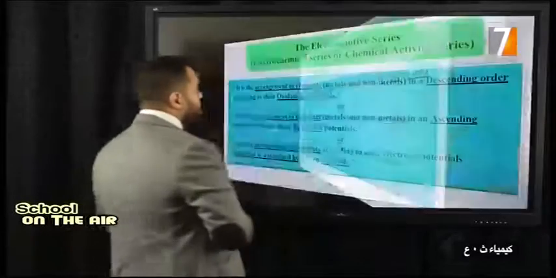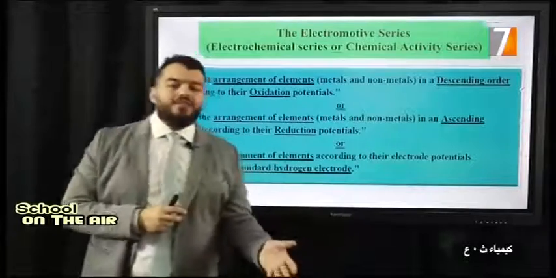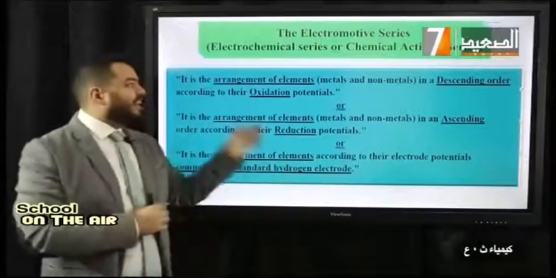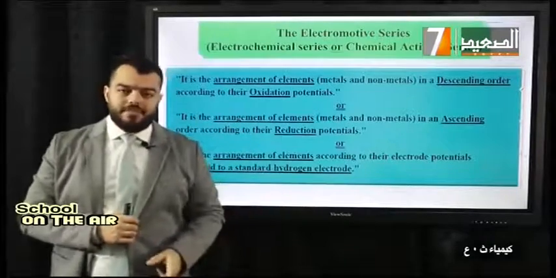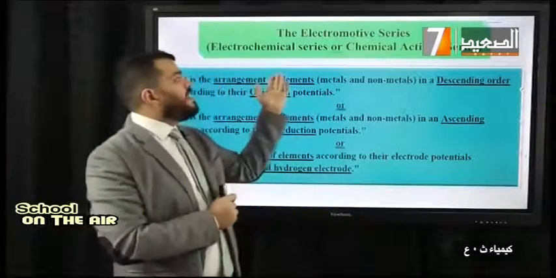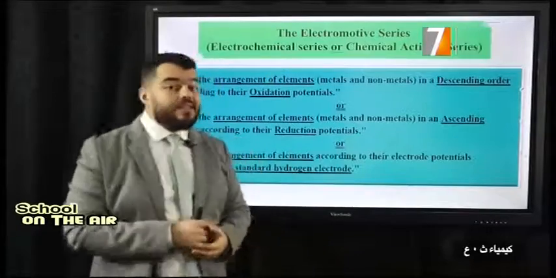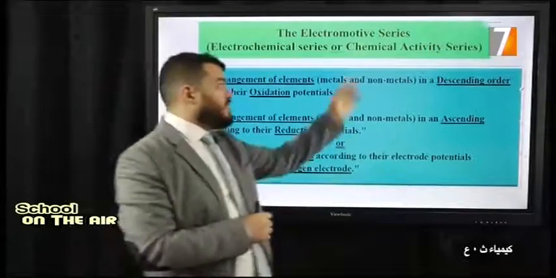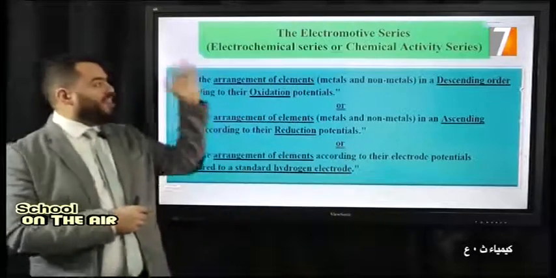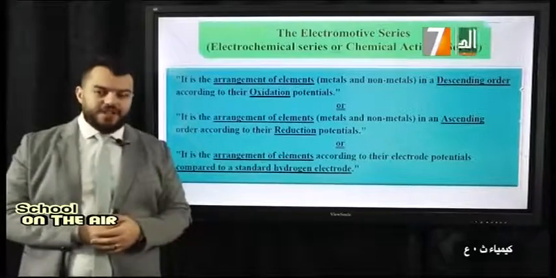Okay, so we are going to connect all of the elements to the standard hydrogen electrode to measure the electrode potential of each one of them, and make a list of them, to know the electrochemical series, or the electromotive series, or the chemical activity series. You can name it by these 3 names and you can define it by these 3 definitions.